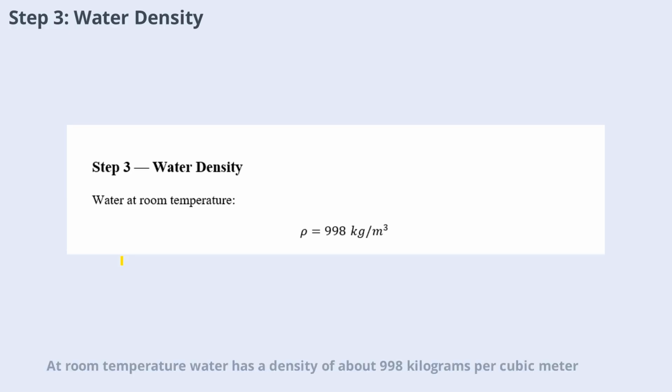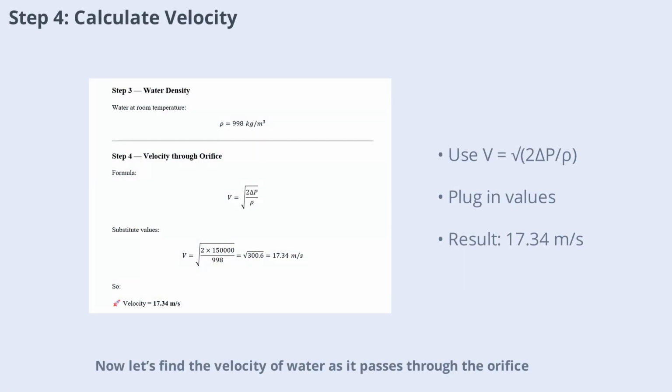At room temperature, water has a density of about 998 kilograms per cubic meter. This value is standard and widely used in engineering calculations. Knowing the density allows us to relate pressure and velocity in the next steps. With flow rate, pressure, and density all set, we're ready to calculate how fast the water will move through the orifice. Now let's find the velocity of water as it passes through the orifice.